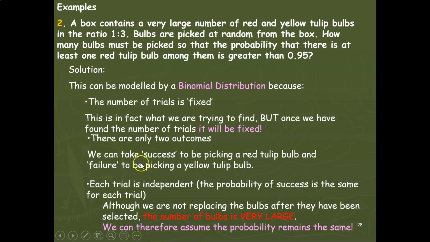And then we can take success to be picking a red tulip bulb and failure to be picking a yellow tulip bulb. So we have two outcomes. The first one, when you pick the red bulb, and the second outcome is when you're picking a yellow bulb. So picking a red bulb is your success. And each trial is independent. Independent means although we are not replacing the bulbs after they have been selected, the number of bulbs is very large. We can therefore assume the probability remains the same.